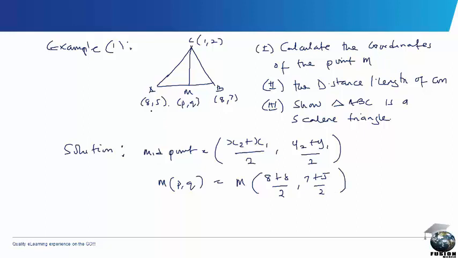All we just did was to pick the coordinates for the x, which are 8 and 8, and then the coordinates for the y's, 5 and 7. Alright, to get M coordinates equal to 16 over 2 and 12 over 2. So M coordinates will be equal to 8 and 6.